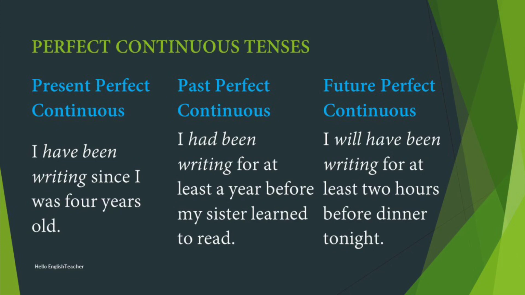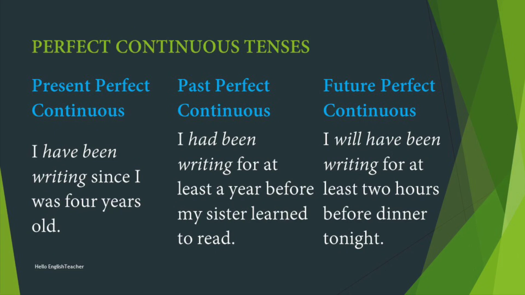So, you will have been waiting. What is the form used here? It is will have plus been plus the ing form of the verb. So, you can also use it in another way by saying you are going to have been waiting for more than 2 hours when her plane finally arrives. So, you can use either will or the be going to form to express this future perfect continuous tense.